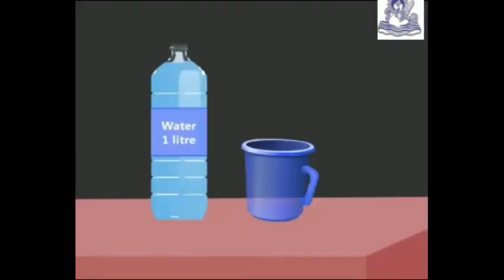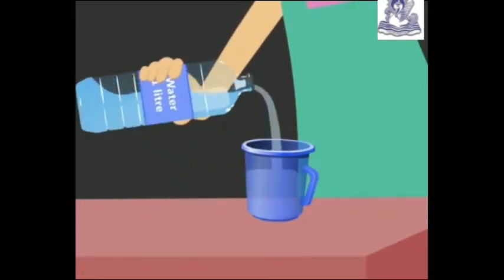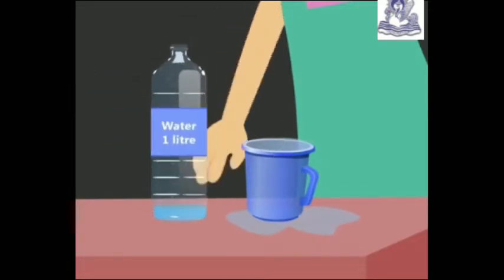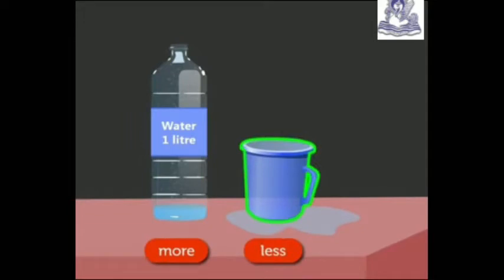Look, I have a bottle filled with water and an empty jug. Let us pour water in this jug. Look, water started overflowing and fell out of the jug. Hence we can say that the capacity of the bottle is more than the jug. That means the bottle can hold more water than the jug.